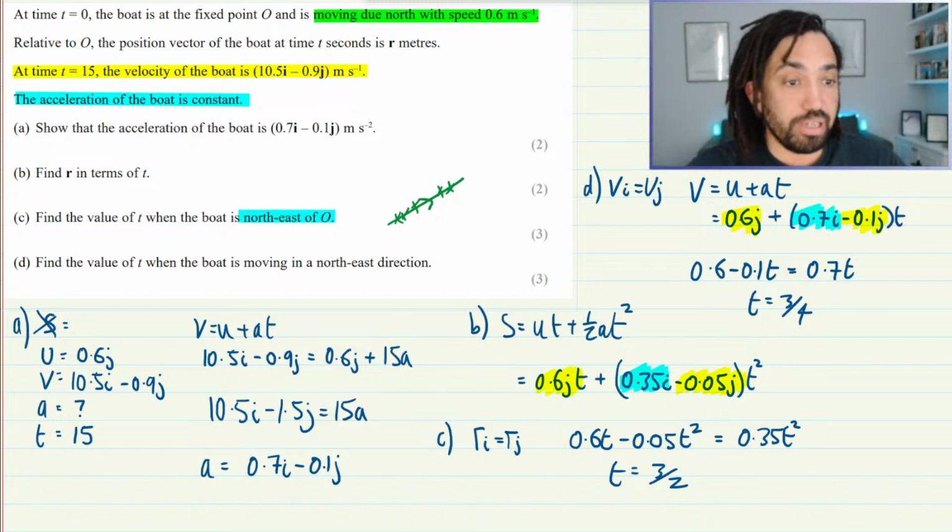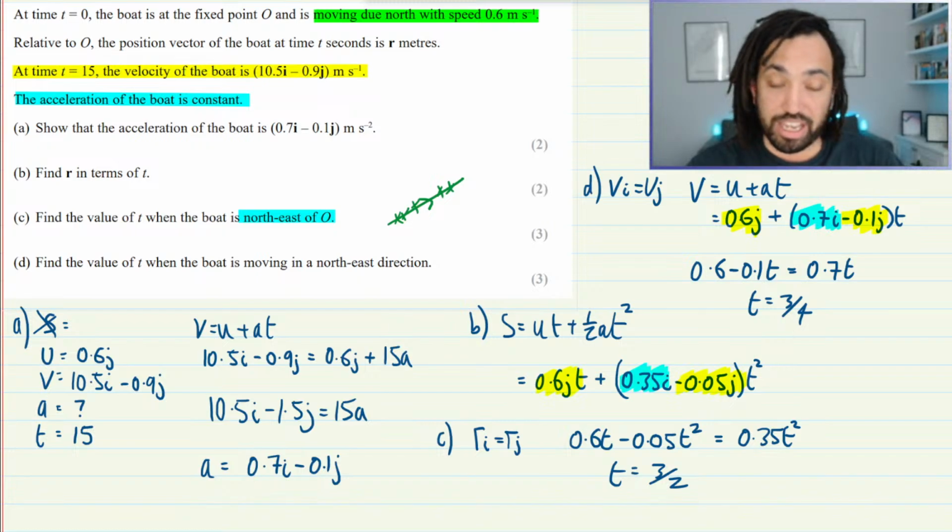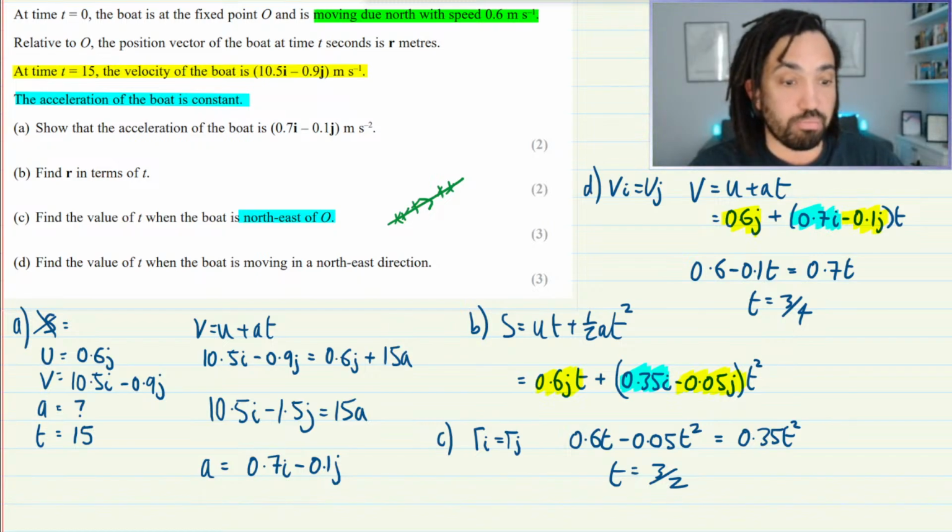Are we good with that, guys? So I picked that one because I know people get so vexed at not knowing which components to set equal to.